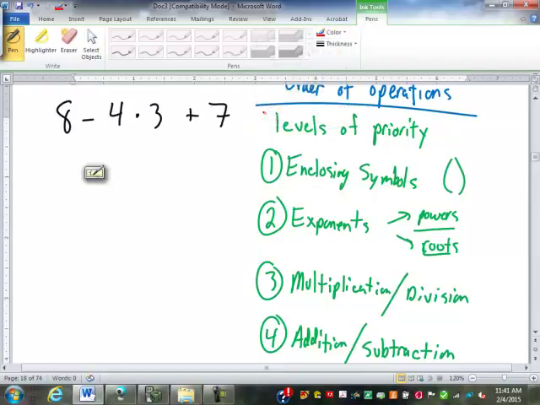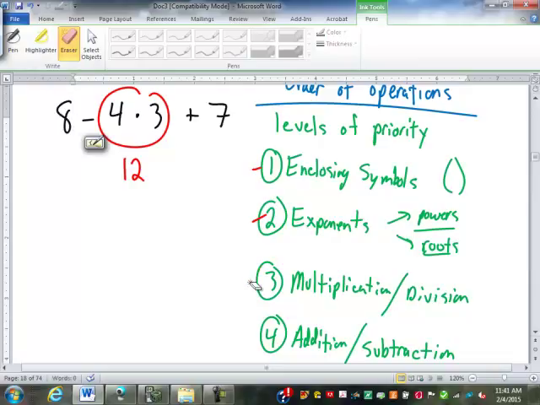So back to our example here, there are no enclosing symbols, no exponents, but we do have multiplication and division. So we have multiplication. 4 times 3 makes 12. So all I'm going to do is replace the 4 and the 3 with a 12. Nothing else in the problem has changed.